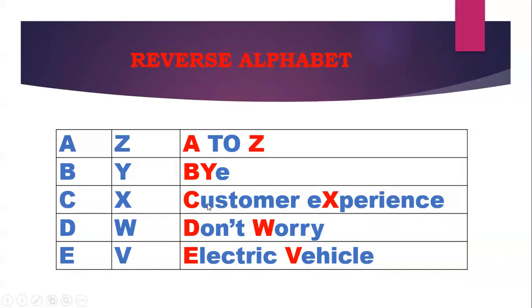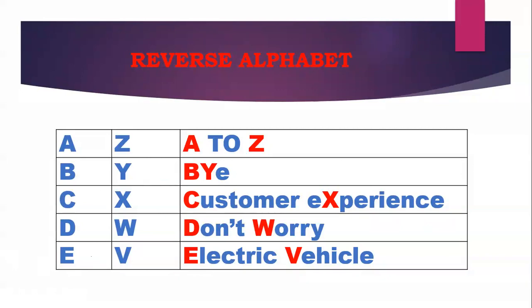CX. Normally, in marketing, CX means customer experience. So if you remember the C word and X word, you can easily remember CX. AZ, BY, CX, DW, don't worry. So the reverse of D is W, don't worry. Then EV, electric vehicle. If you know all these things now, you can easily crack all the competitive exams very easily. So what I'm trying to tell you here is you have to learn these tricks.